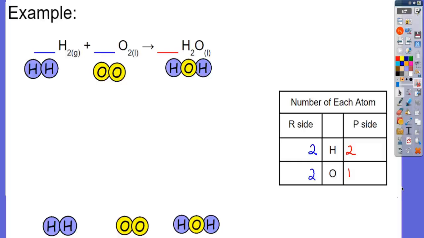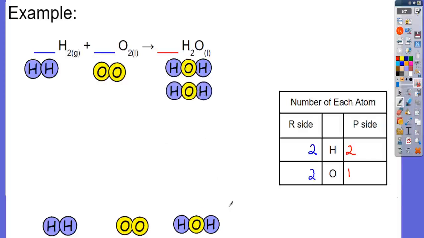Now, I know the rule said balance oxygen last, but my hydrogen is balanced, so I don't need to balance anyone other than my oxygen, so it's okay to start with oxygen. Over here on my product side, I only get oxygen from water. So I need another water molecule, H2O. So now I have new amounts.